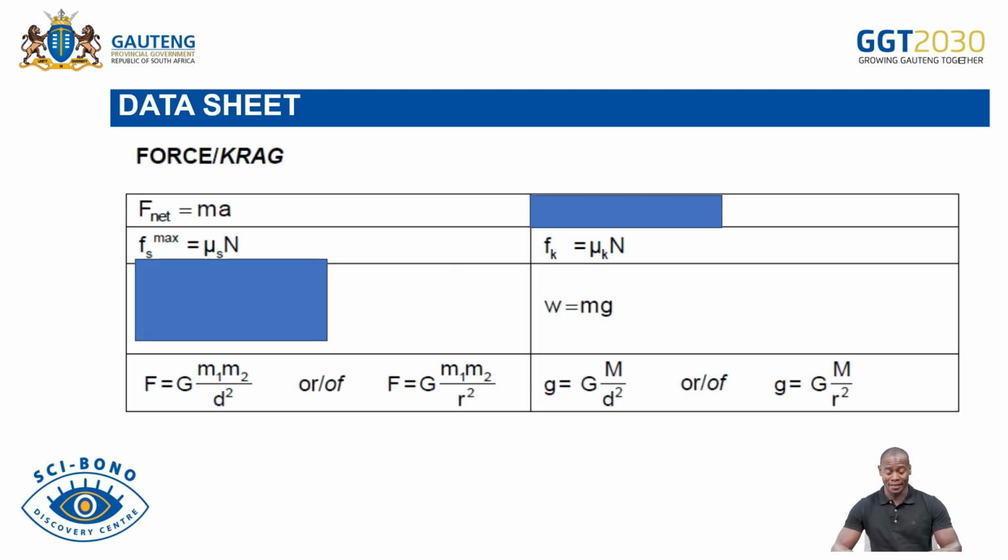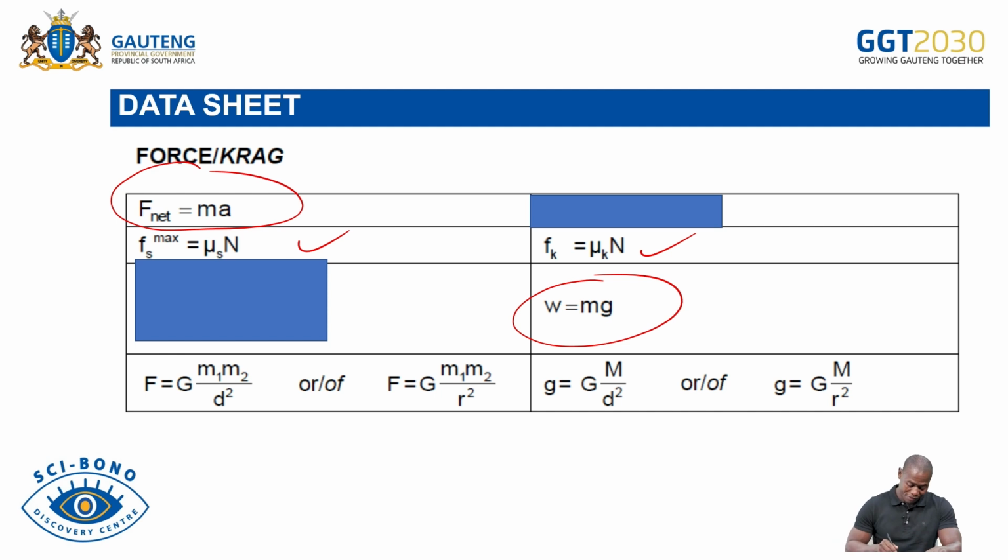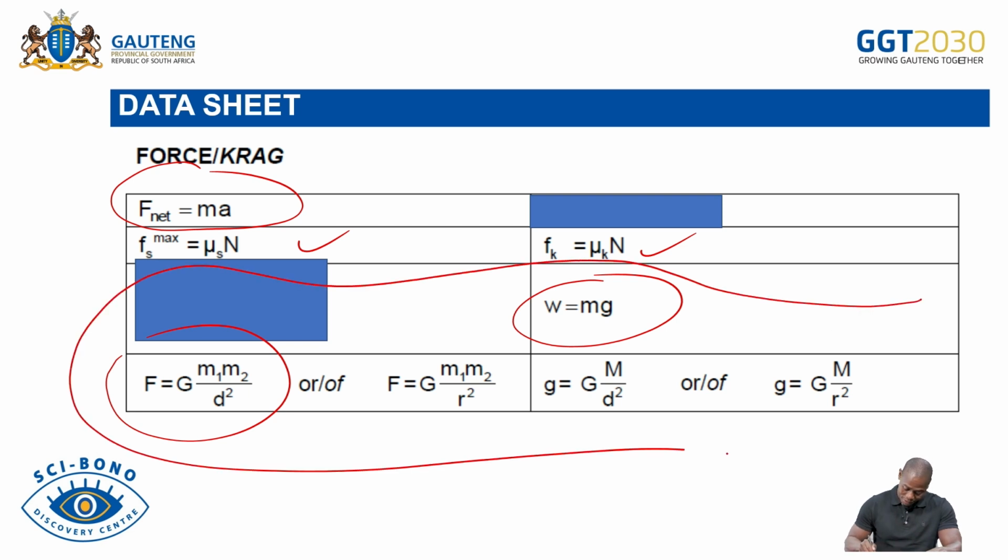Then the important equations when it comes to Newton's laws and application: F net equals ma, especially when we are dealing with Newton's second law, calculating the maximum static friction, kinetic friction, and then weight, which is what we are going to deal with. And then the equation for calculating the gravitational force, which is F equals G m1 m2 over d squared or r squared, and g equals GM over r squared. So our focus is here today. These are the equations that we are going to deal with moving forward.